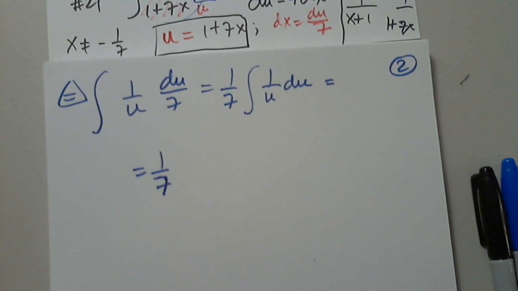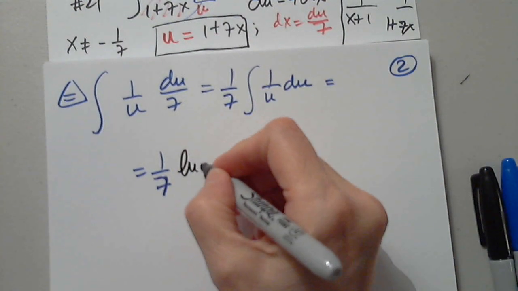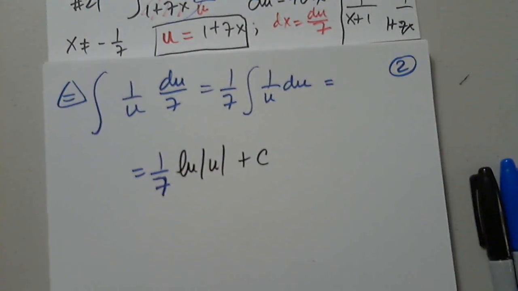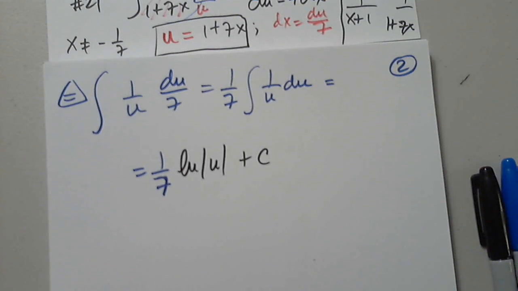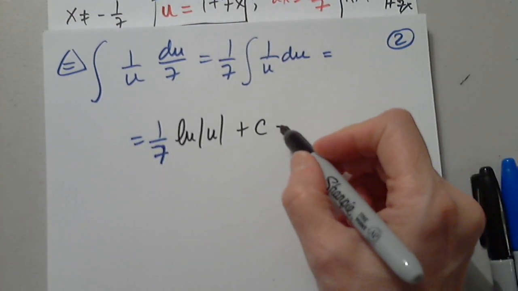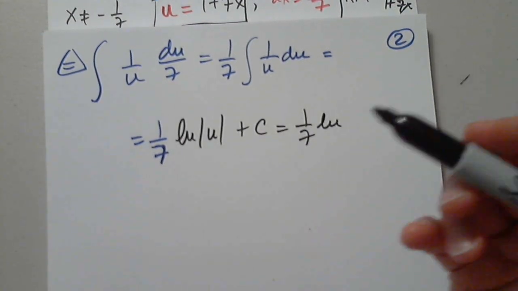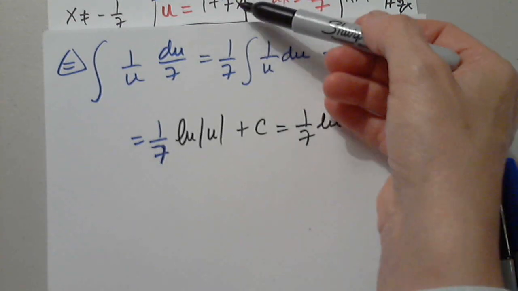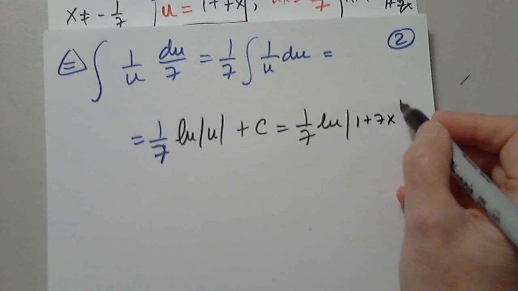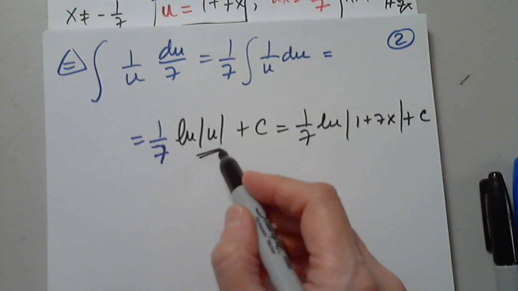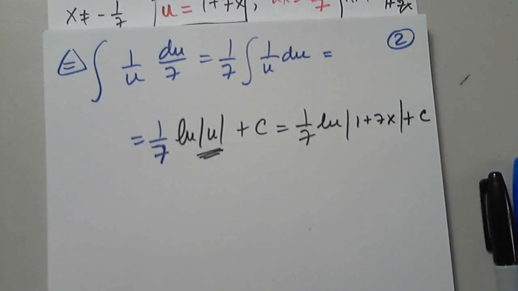I don't know. Yes, you do. Of course you do. When we differentiate natural log u, we get 1 over u. So 1 over 7 natural log, I have to go back to the variable, which is 1 plus 7x. It has to be the absolute value. Good.